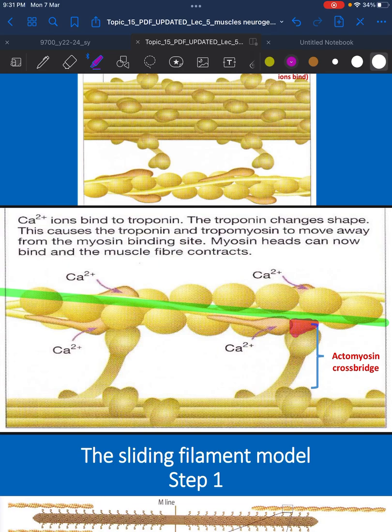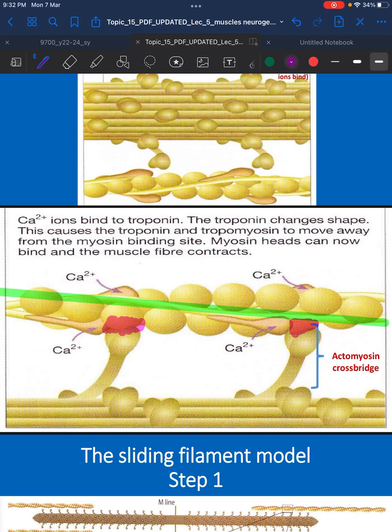Okay, so when the tropomyosin moves, it will reveal the binding site. There is also another binding site here. It will reveal the binding sites of this myosin head. Okay, and now the myosin head can form a cross bridge. Yeah, and we call it here an actomyosin cross bridge, and there's also another actomyosin cross bridge.